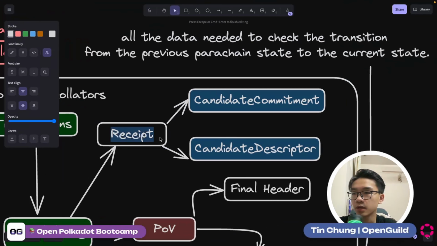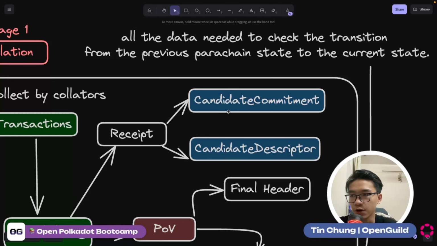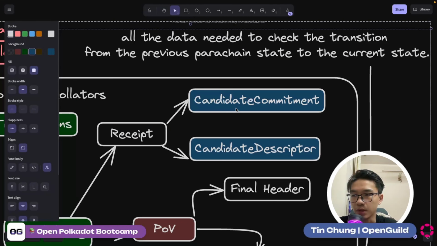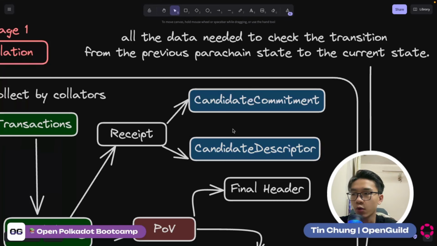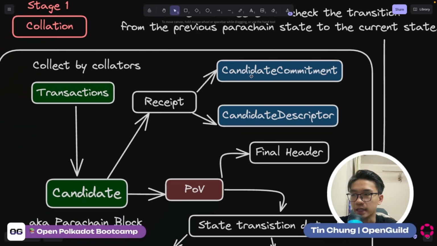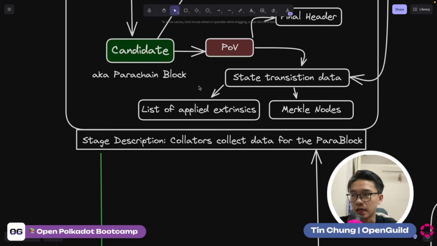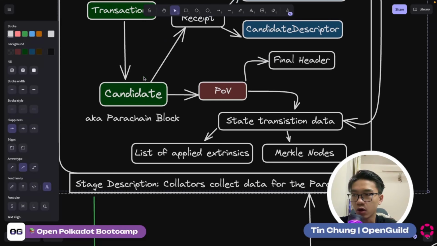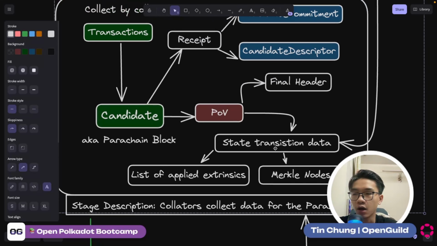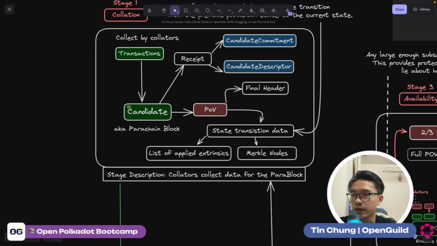For the receipt, there are also a few data structures added here. The first ones are the candidate commitment and the candidate descriptor. We don't have to understand what these candidate commitment and candidate descriptor are, but just imagine that this candidate, or parachain block, already has all the information needed about the state transition data of the parachain, or what we call the PoV.